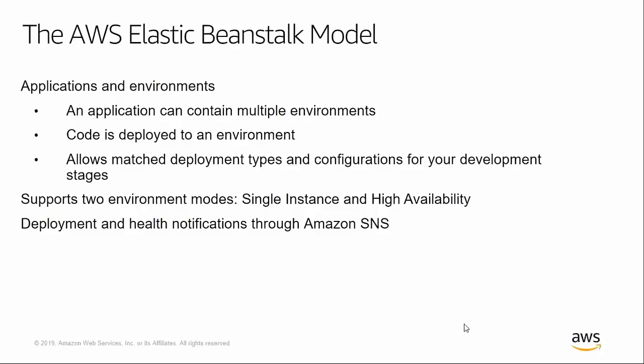Another way you could think about it is if you have more of a monolithic application structure, you could have various stages. So you could have a development environment, a staging environment, or a production environment. And each of those environments has different settings. So when you deploy your .NET code, it's actually deployed onto an individual environment itself. And there's two types of environments that Elastic Beanstalk supports. There are single instances and there's high availability. And then we also provide deployment and health notifications both through the Elastic Beanstalk console as well as through Amazon SNS.